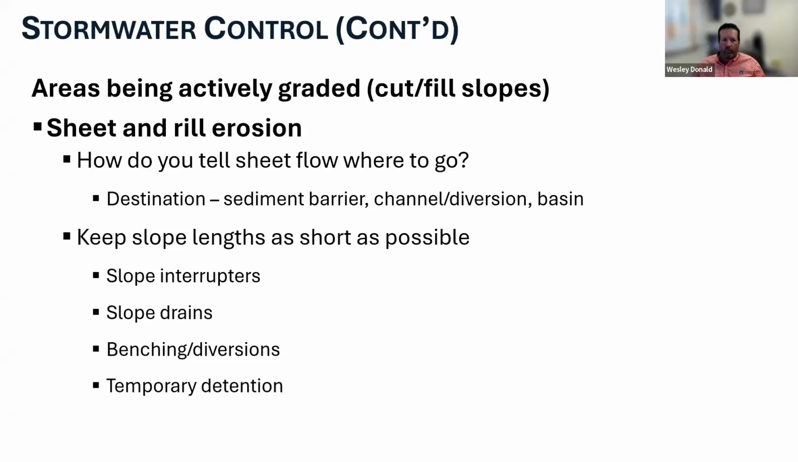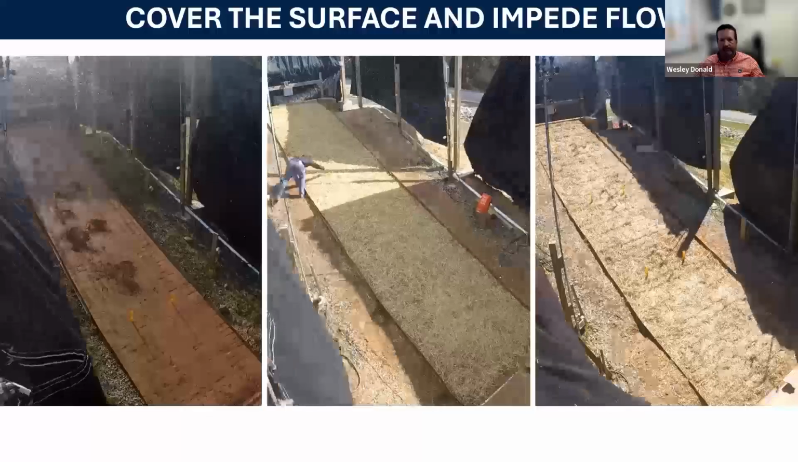All right, so again, areas that are being actively graded, cut and fill slopes. Where is our sheet flow going? Well, there's options. It could go to sediment barriers, to channels or diversions. It could go to basins. So again, we need to shorten that distance as much as possible. Slope interrupters, decrease the distance between them. Slope drains, again, get the water into a conveyance that's stabilized and move it where it needs to go. Place benching or diversions, again, moving that water around, staying in control of that water for as long as possible. And then temporary detention are going to be options that we have to deal with as well.